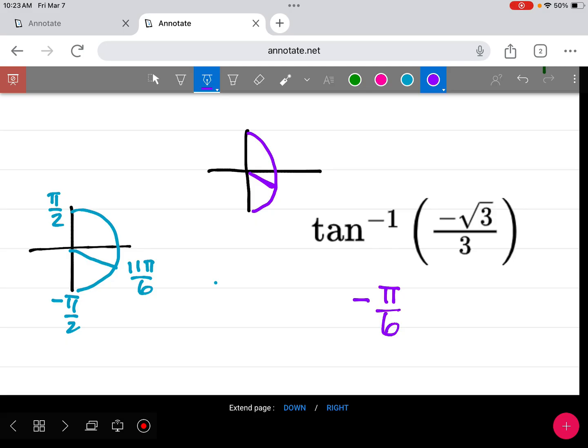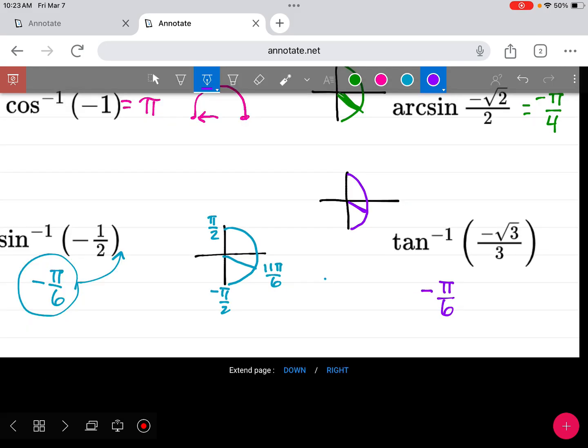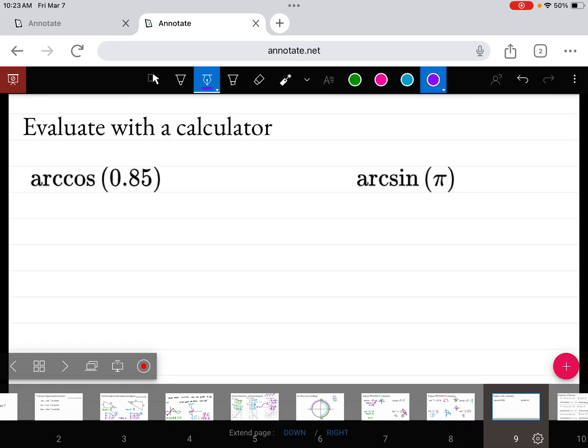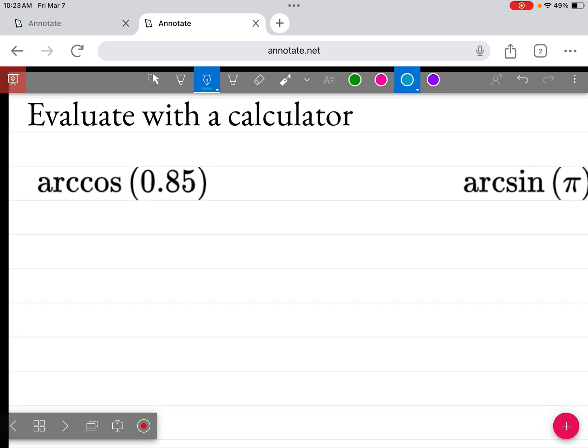So doing this with the unit circle makes it a little bit easier. When we get to something that's not a unit circle value like these, that's when we're going to use a calculator. So we're going to find inverse cosine of 0.85. We're going to do both radians and degrees, so make sure you pay attention to the mode. Our radians is going to give us an angle, and our degrees is going to give us an angle.